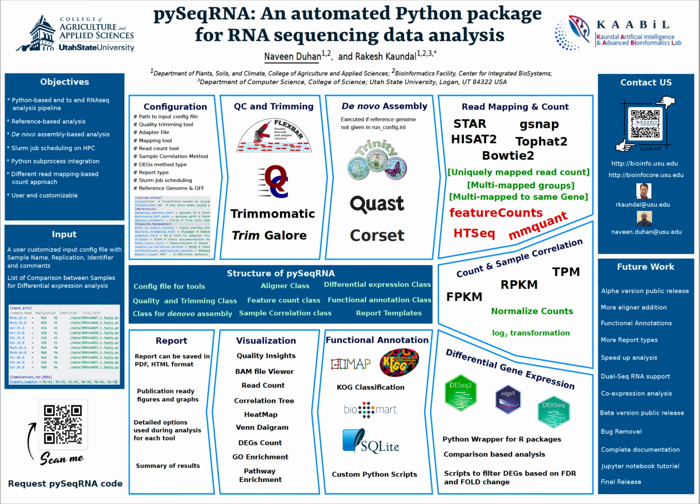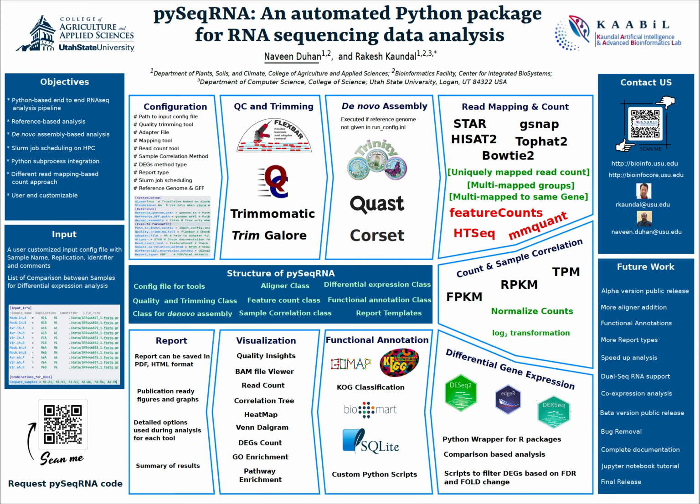The next step is to configure the main configuration file. This configuration file is used by the pipeline in the whole analysis. Here a user can specify all the tools they want to use for their analysis. Then there is a configuration file for each of the tools available in our pipeline. For quality control and trimming, we have used FlexBar, FastQC, Trimmomatic and TrimGalore. A user can use any one of them.